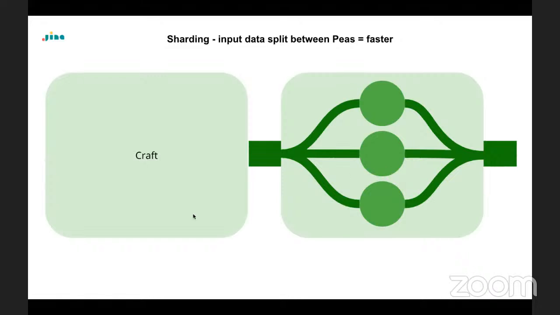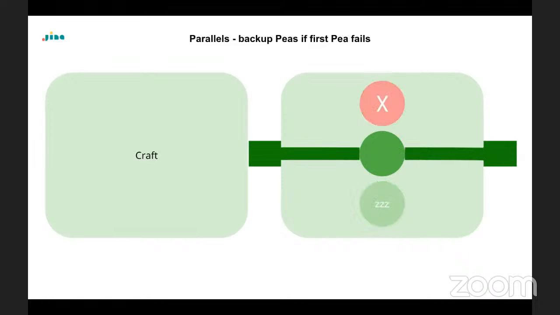Also, each of these components, or each of these executors, in turn are split into P's. So in order to make the process faster, input data is split between P's. This is called sharding, for making it distributed in nature. Secondly, in case any of these P's fails, there's backup. So Jina also supports parallelism, where each pod is composed of multiple P's.